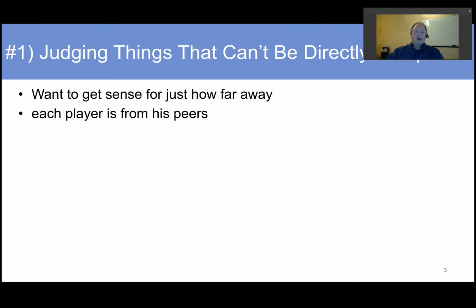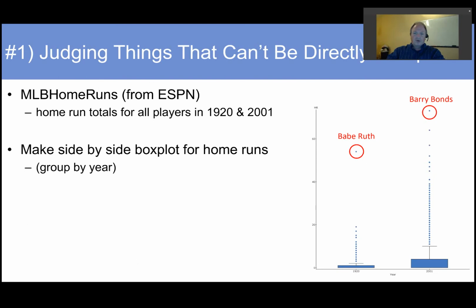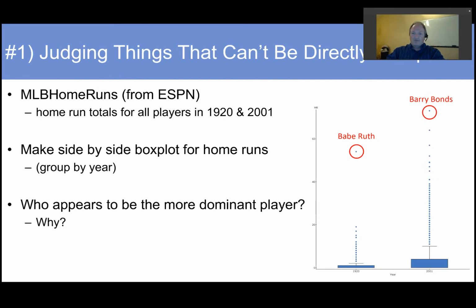So we're going to go ahead and compute the z-score. So what we're going to do, we have to make it a fair comparison, okay? We have to remove these players from the data set. We have to remove especially Babe Ruth, because what Babe Ruth is going to do is Babe Ruth is going to inflate the mean, right?